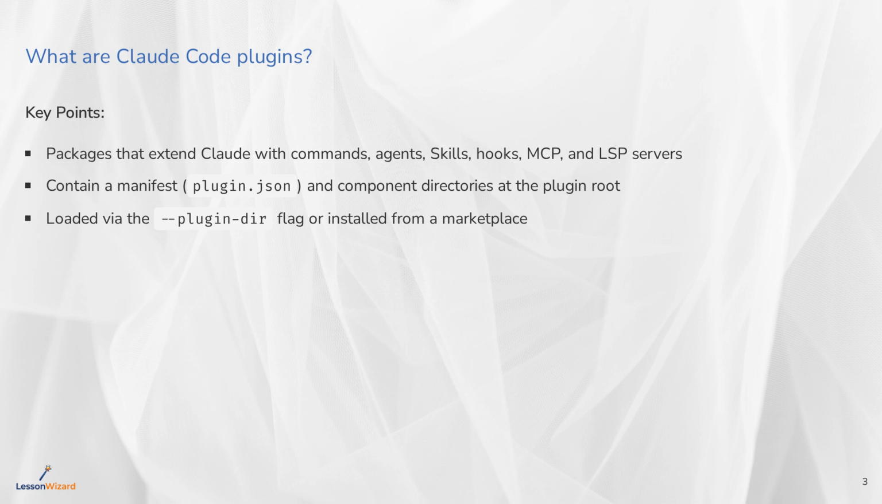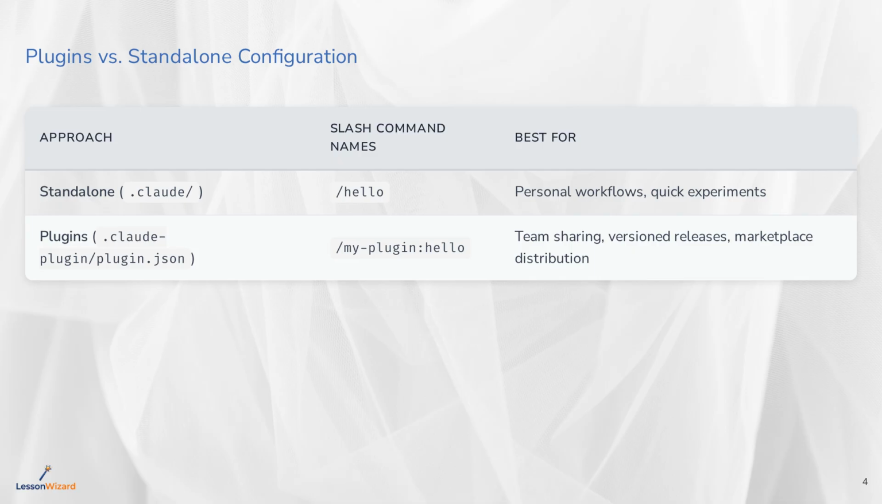Plugins are the primary way to add reusable functionality to Claude Code. They bundle metadata and code, allowing you to share extensions across projects and teams. We'll see how the manifest and directory layout enable this modularity. Choose Standalone for rapid single-project tweaks and plugins when you need reusable, shareable extensions. Namespacing, plugin name command, prevents conflicts and supports version control, making plugins ideal for collaborative environments.